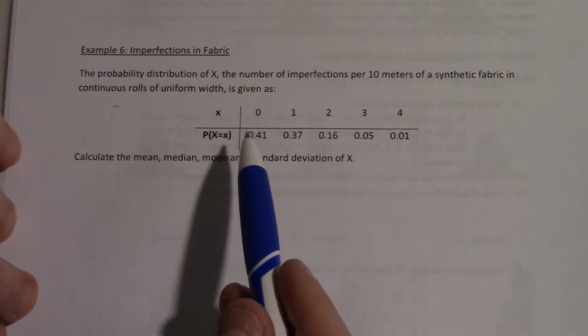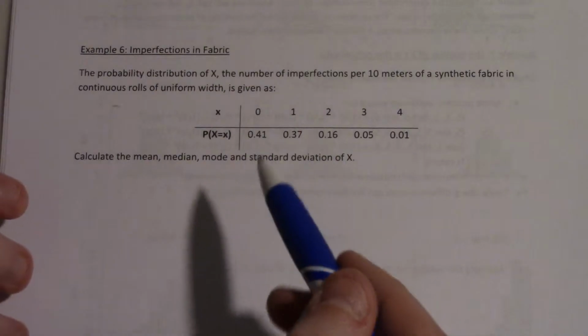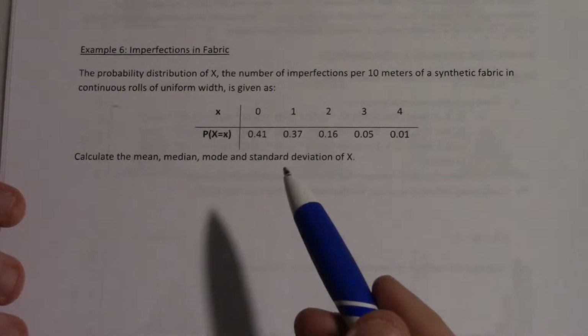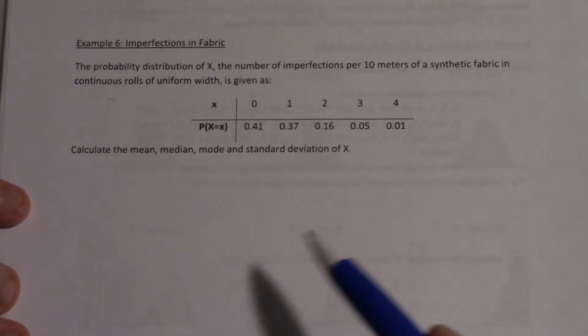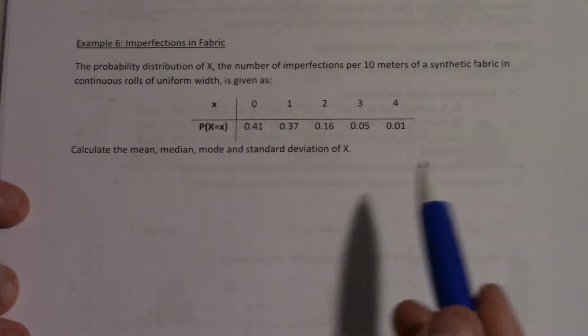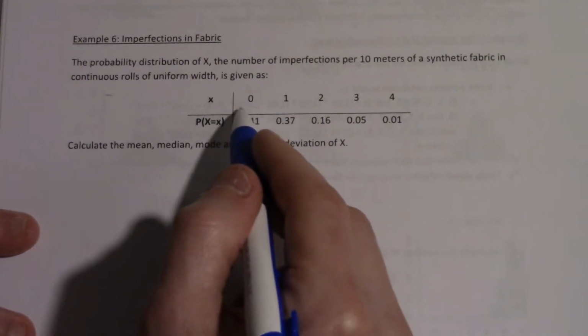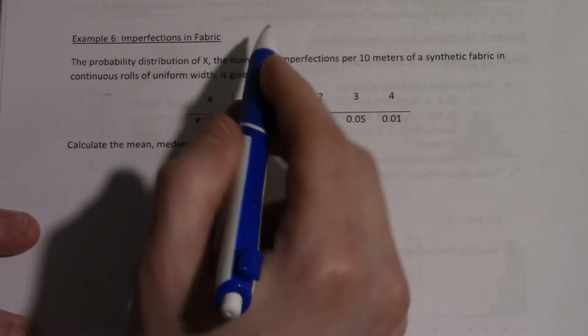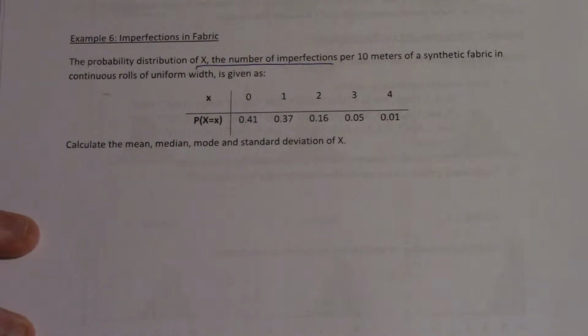So here's another example. We can find the mean, median, and mode. Maybe it was obvious, but if you would like to try these on your own before I go through them, you can just pause the video. So just keep that in mind. We have a probability distribution. We're measuring X, the number of imperfections in some fabric. So how many problem areas do we see?